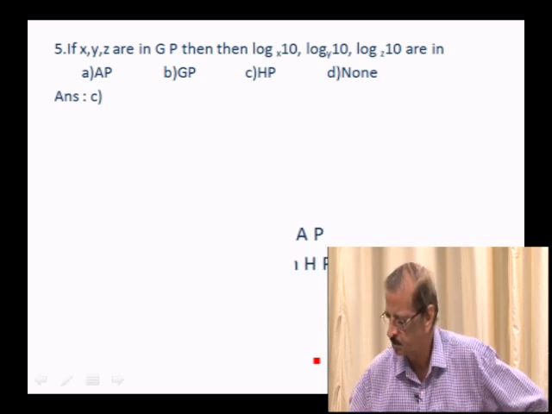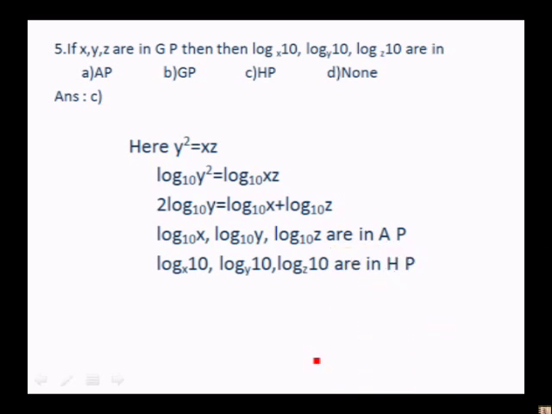I said in the synopsis that when X, Y, Z are in AP, log x to the base 10, log y to the base 10, log z to the base 10 will be in AP. So, if you just take the reciprocal, log x to the base 10 can be written as log 10 to the base x, log 10 to the base y, log 10 to the base z, which are in HP, because 1 over log x to the base 10 is nothing but log 10 to the base x. So, using that, these will be in HP, because their reciprocals are in AP. So, answer is C.